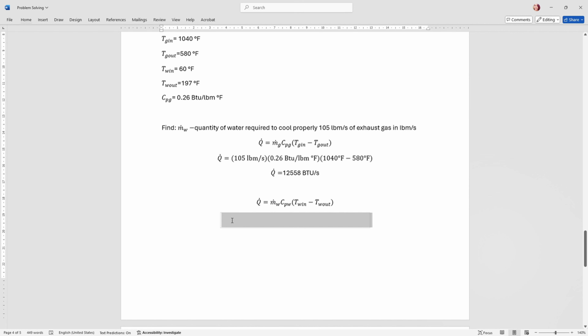Since meron na tayong heat, pwede natin makuha ang mass ng water. So, gawin natin is substitute lang din ulit. Q, 12,558 BTU per second is equal to mass ng water times 1 BTU per pound degree Fahrenheit times 187 minus 60 degree Fahrenheit. Okay. Final answer is 91.6642 pounds per second.